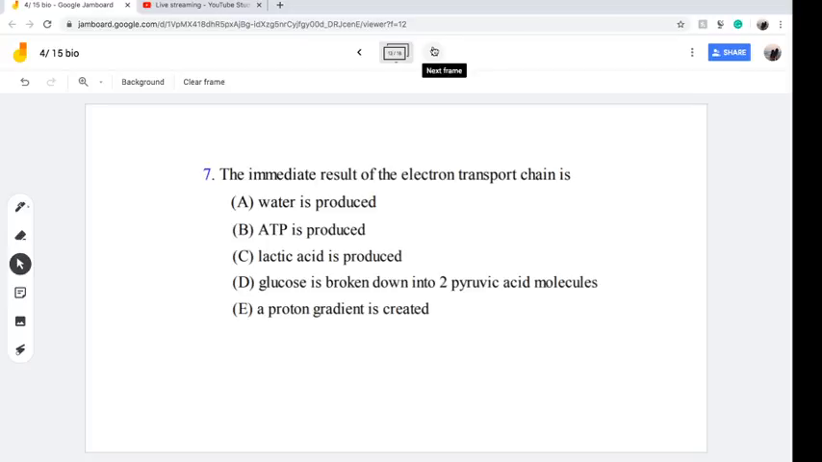The next question asks, what is the finished result of the electron transport chain? So we did not talk in depth about the whole process of ETC, but we did discuss what ETC creates at the end. So I'll give you guys a couple of seconds to think about that, and we can move on from there.